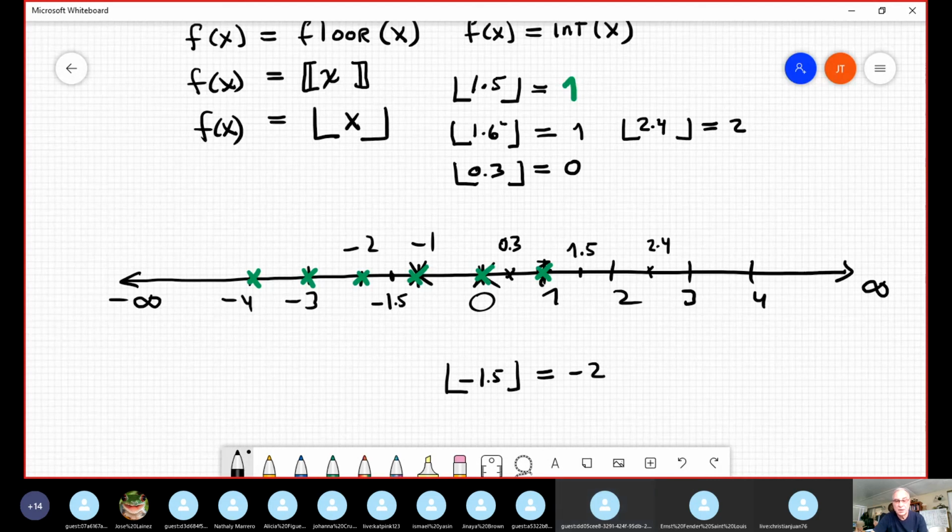Do you understand the idea behind that? Let me show you one more time the graph of this function. Do you see the decimals? Let's zoom. Suppose this is 1, this is 2. Between 1 and 2 the value is 1. Between 2 and 3 it is 2. Between 3 and 4 it is 3. Between negative 1 and 0 it is negative 1. And between negative 2 and negative 1 it is negative 2. Do you understand the function? The function looks like stairs.